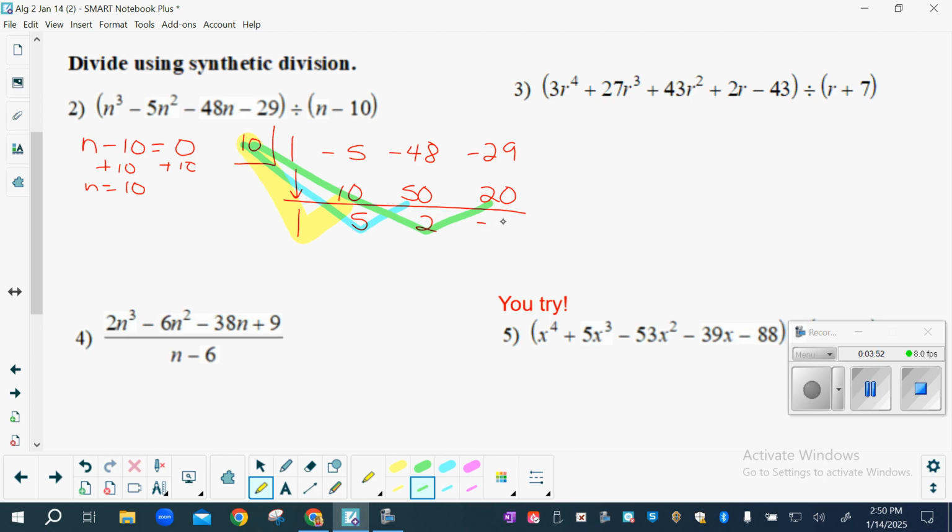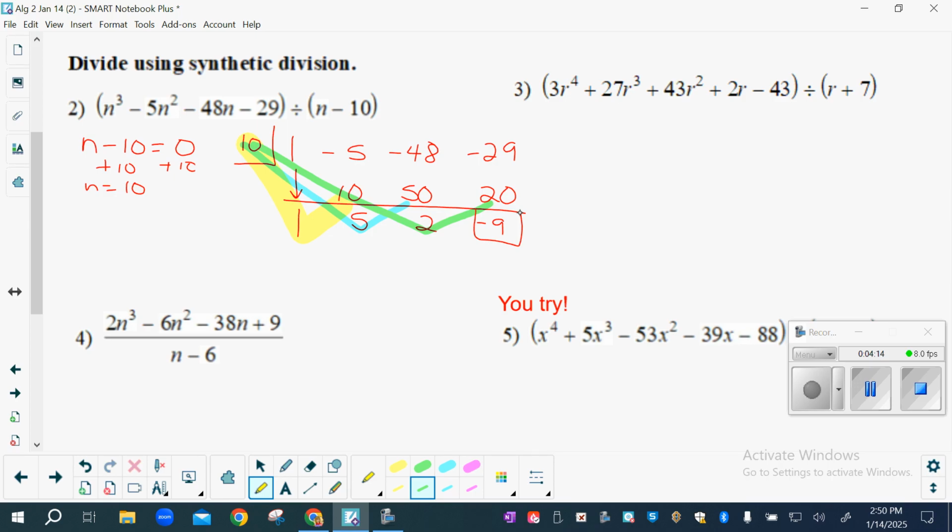Negative 9. So the last number, we put a box around it. That's going to be the remainder. So that's not your answer. How do we get negative 9? We added negative 29 plus 20. Okay, so now this helps us decide what our answer is.